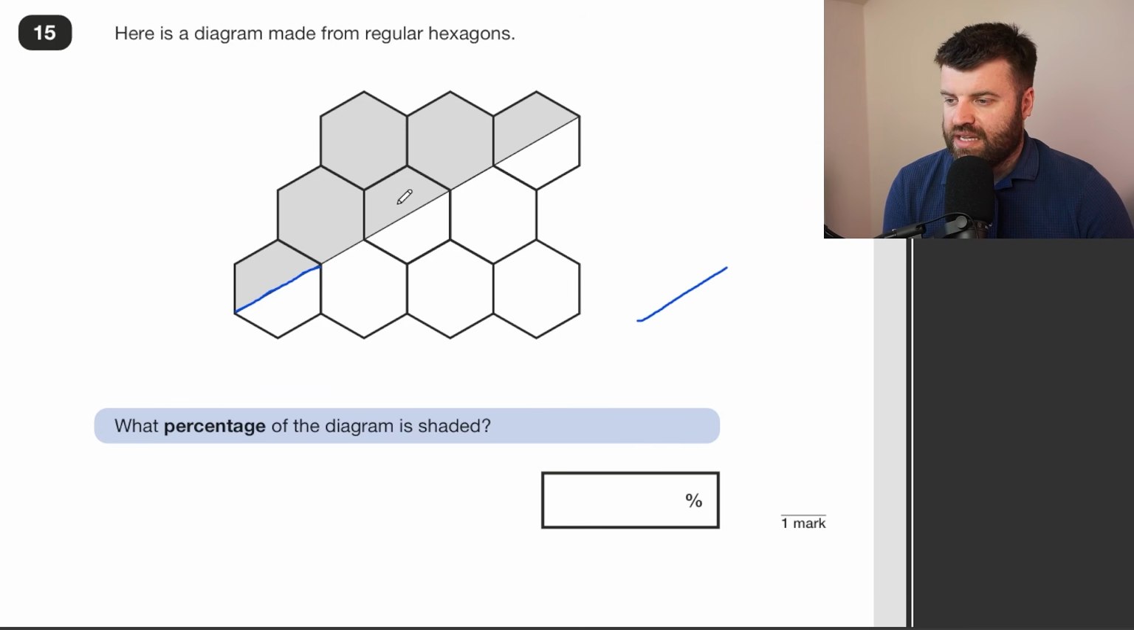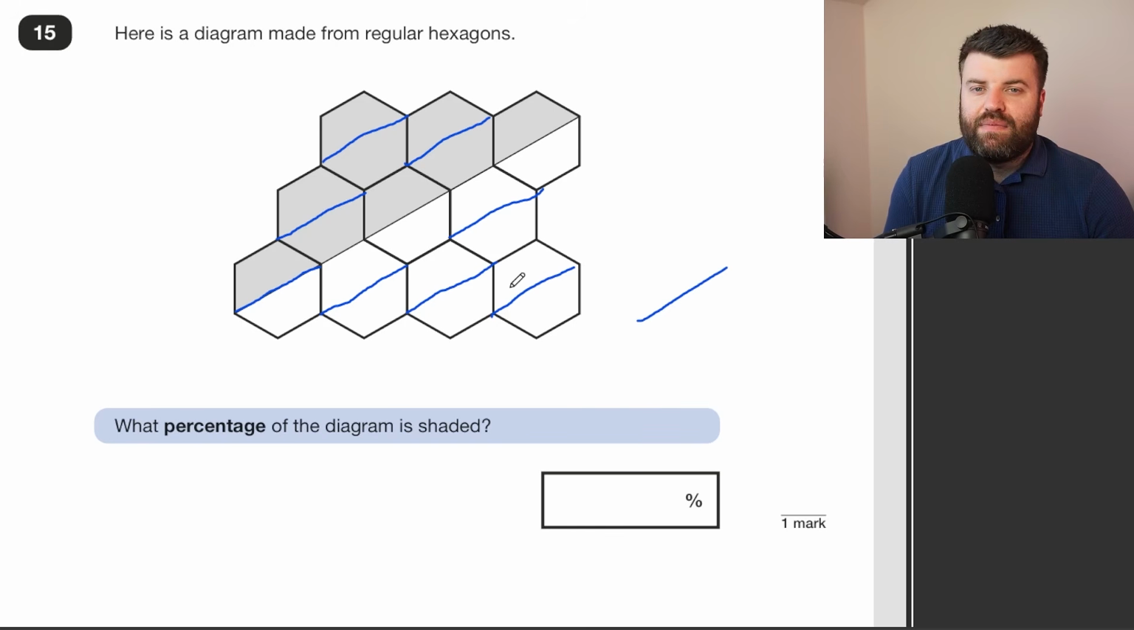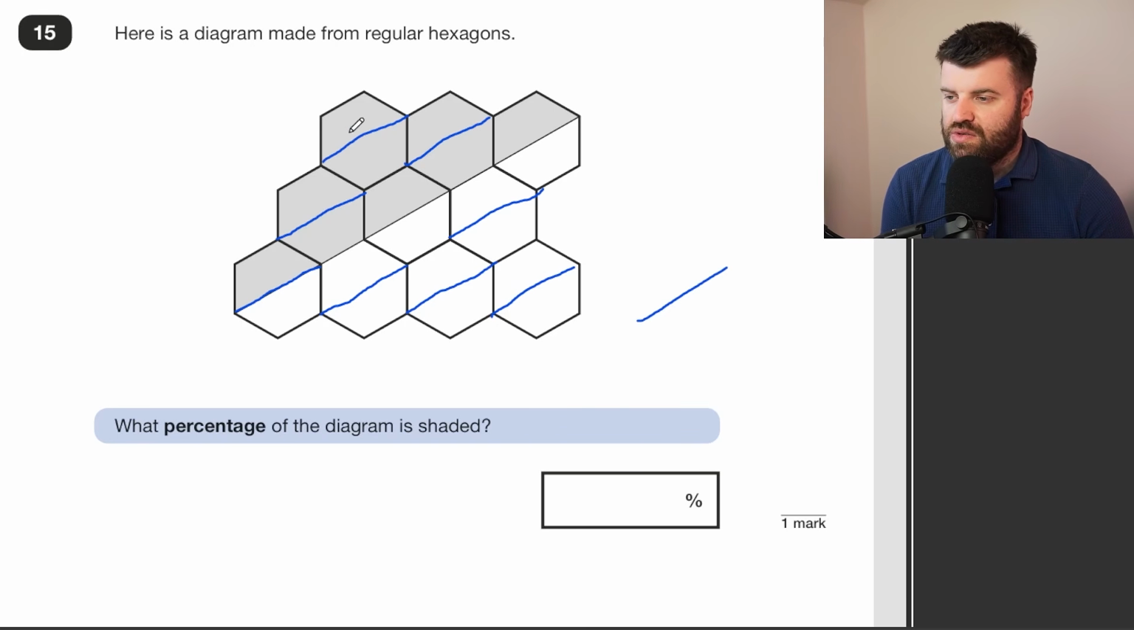So because these are cut exactly into half like this, I think it's best for us just to draw in halves for every single one of these hexagons, because then we can have the same size parts all the way through this shape, and then we can work out the denominator really easily and the numerator. So in total here, we have how many shaded? Well, we have 1, 2, 3, 4, 5, 6, 7, 8, 9 half hexagons shaded.